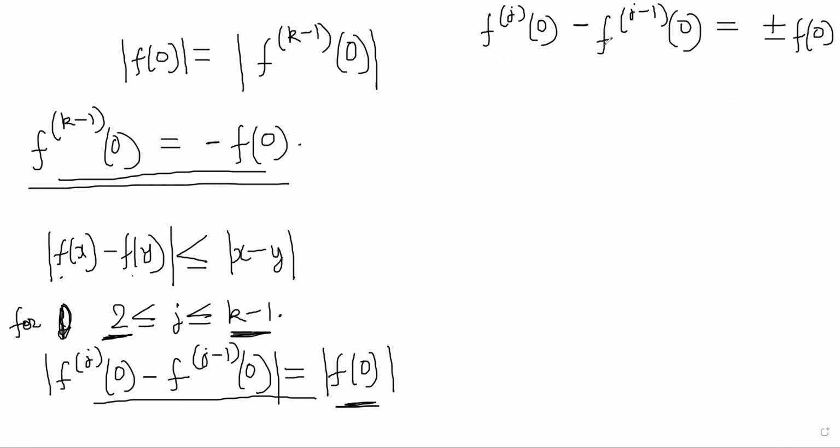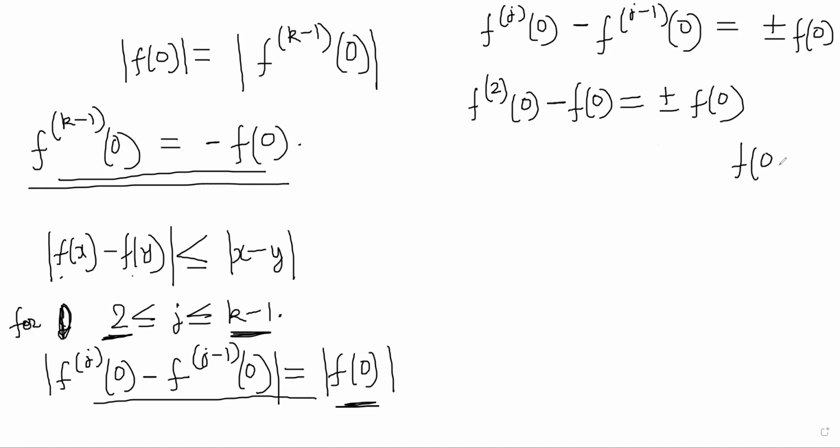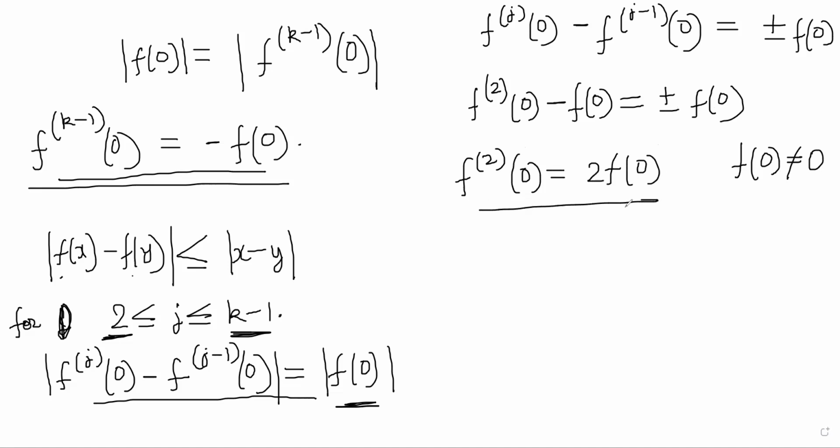Now, we can say that if you take j as 2, for example, you get f of 2 of 0 minus f of 0 is equal to plus minus f of 0. So obviously, because f of 0, we saw that it cannot be 0, therefore, we have to not take the minus sign, but take the plus sign, and we will get f of 2 of 0 is equal to 2 times f of 0, right?